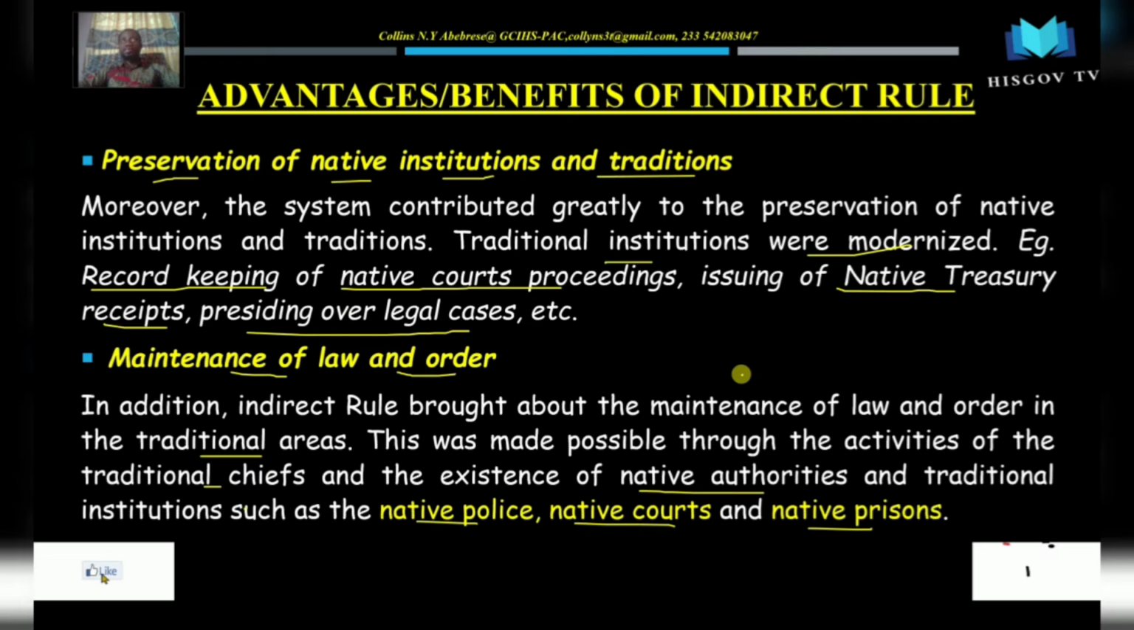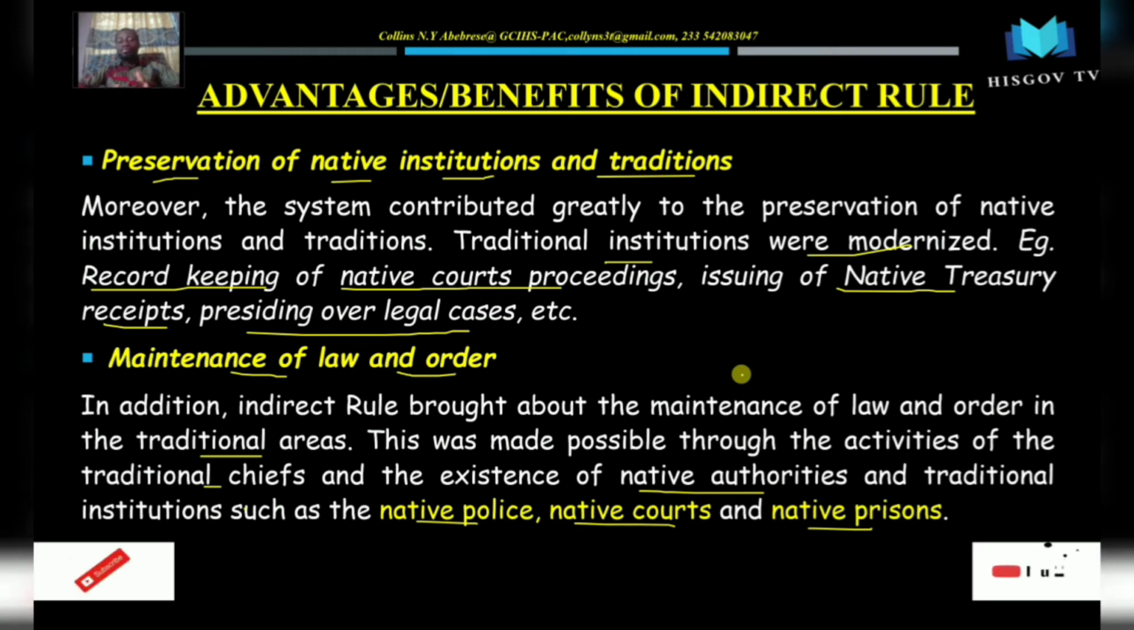So native police that was known as the Ahimfe police or the palace police. They were to ensure that peace and order was in the state. All right. The native courts were also established by the chiefs or the traditional rulers to try cases of marriage, land disputes, and other things. And the native prison, of course, was also there.